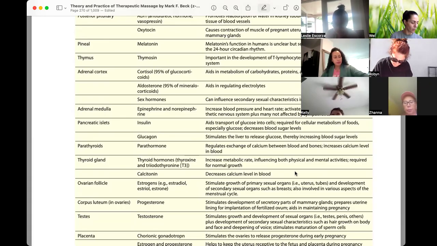Almost done with the glands. Let me make sure that I got everything here. Okay, we're still writing, or are we good?